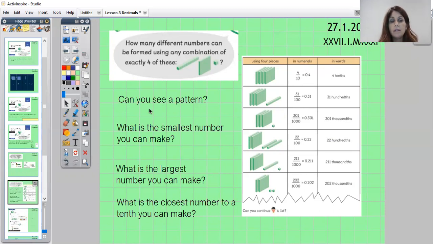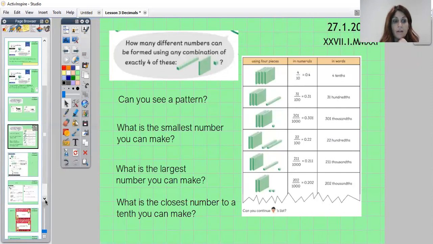All right, hopefully you've seen that pattern. I'm talking you through it a bit more here. So see if you can find what's the smallest number you can make, what's the largest number you can make, and then what is the closest number to a tenth that you can make. Okay, and we'll look on Tapestry to see how you've got on with that.